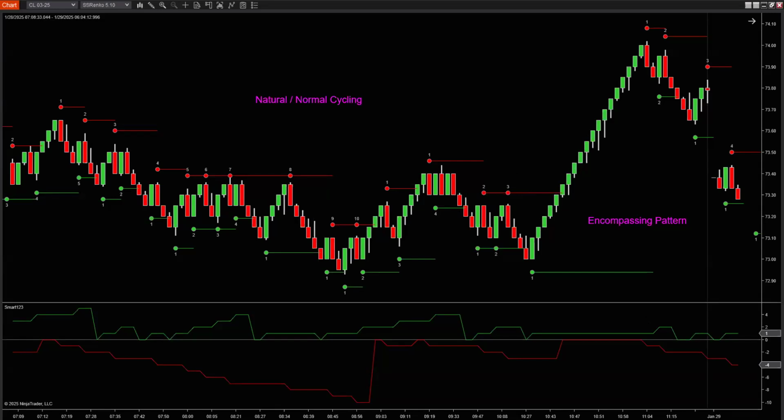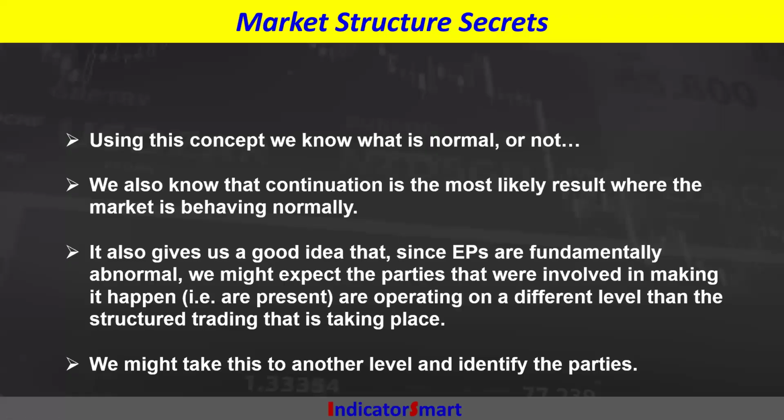Now, you'll also notice, if you go study lots and lots of encompassing patterns, that they're generally pretty big. Why? Because this is a big trap to the traders that were short over in here. They all get stopped out over in here, and then it just keeps on running. So this is the general concept that we're dealing with here, the encompassing pattern versus normal natural cycling. Those are the two things that we're comparing here.